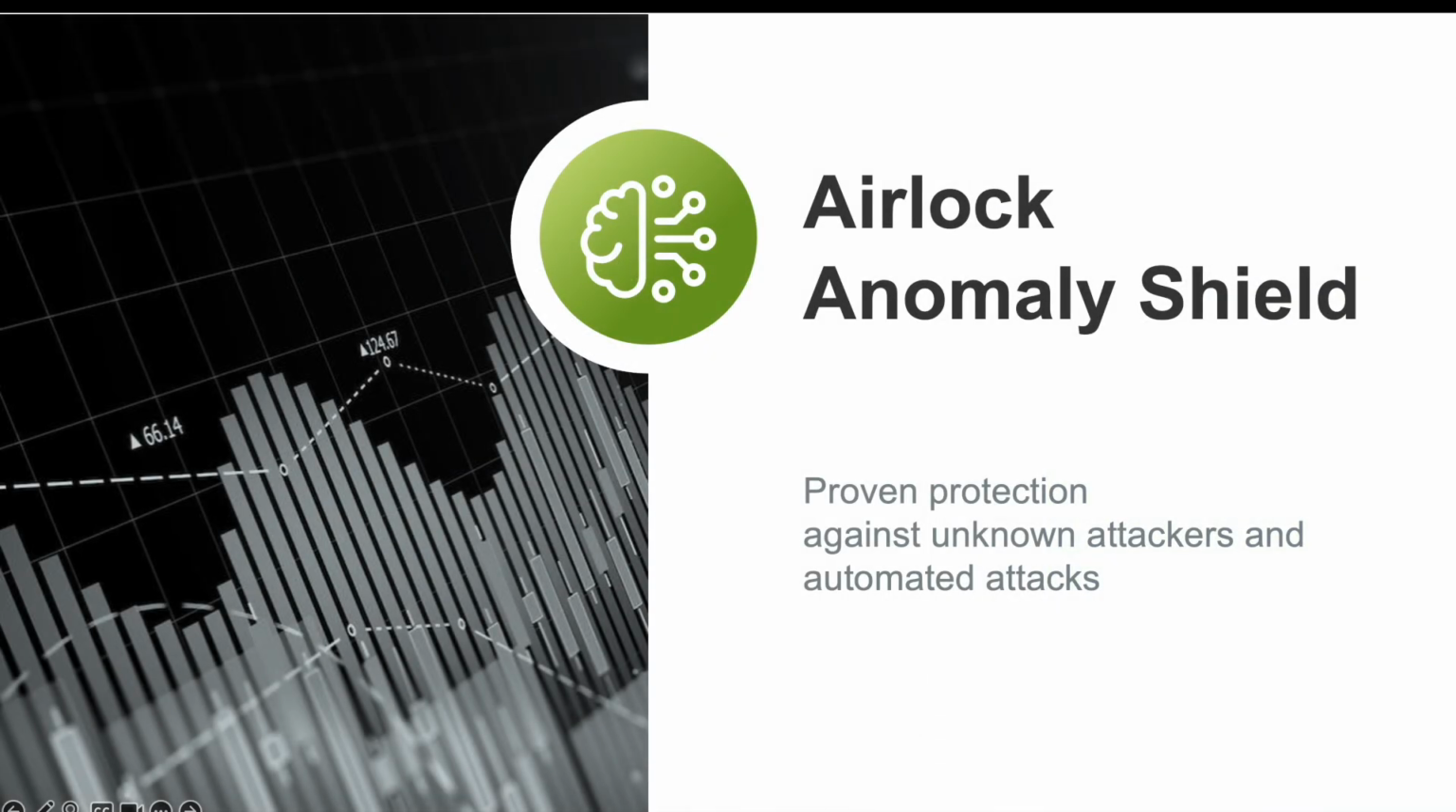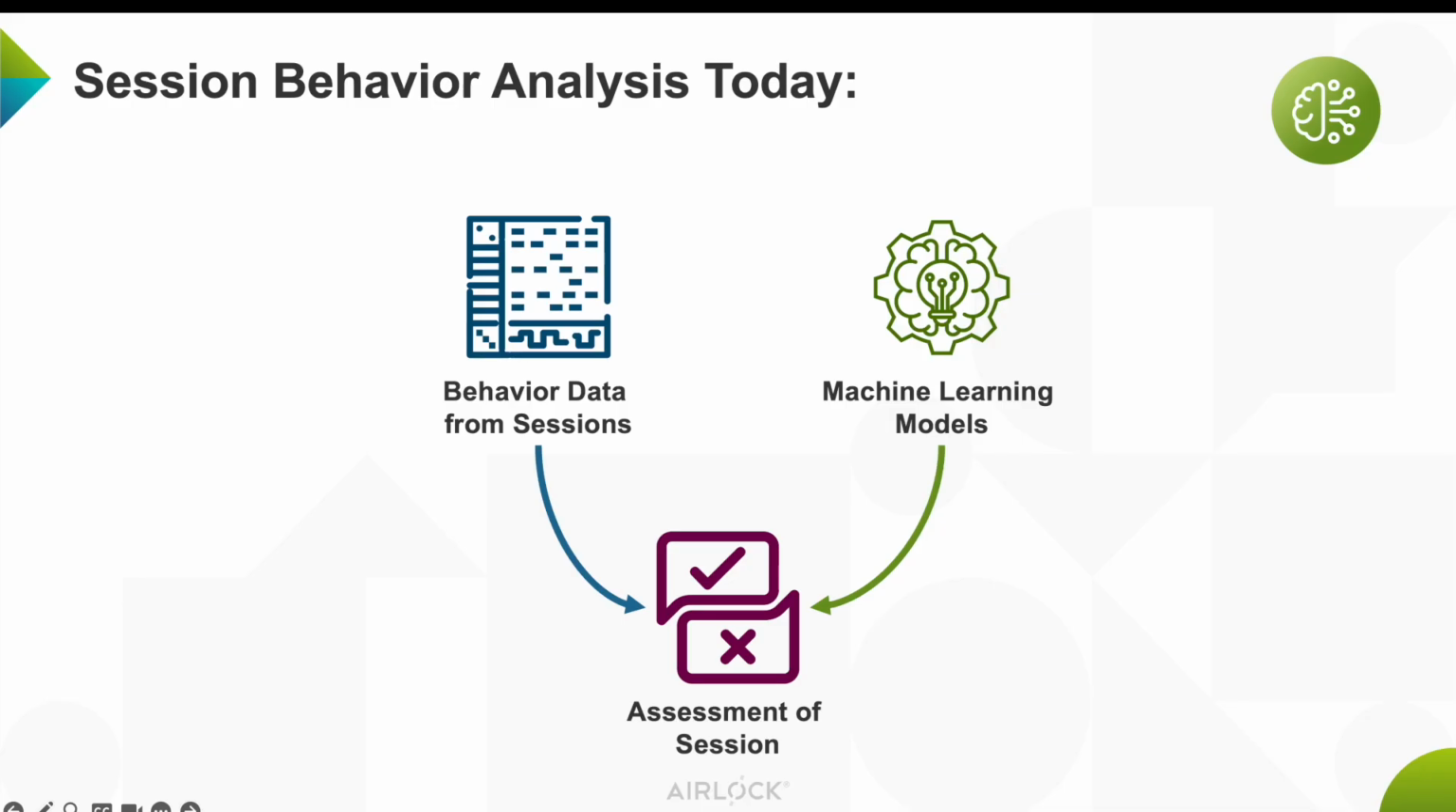As you know, this is the component that is proven protection against unknown attackers and automated attacks. And once again, we've improved the way on how we handle such attackers. In the current gateway 8.4, the session behavior analysis today basically takes behavior data from the session, it takes its machine learning models, and it combines those and assesses the session. And based on the assessment, triggers will be raised or not, and this will execute actions that may lead to a block of an IP address or a termination of a session.